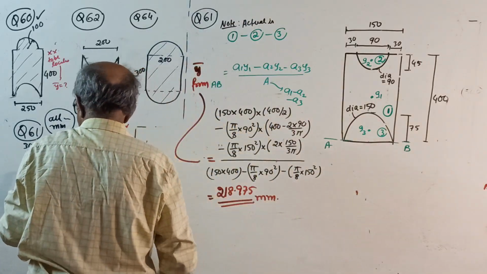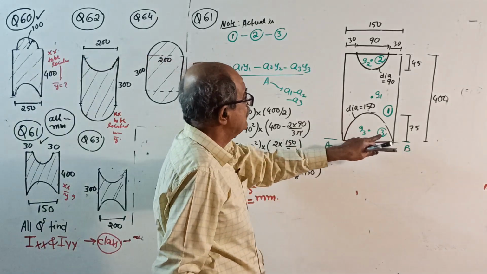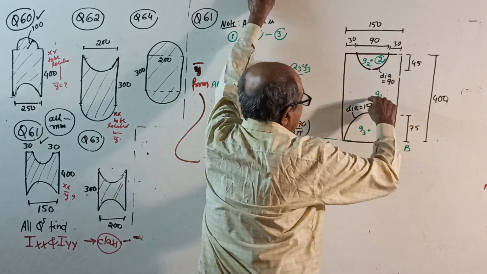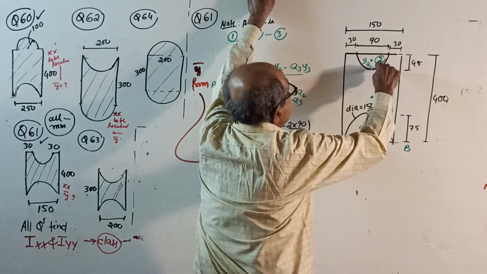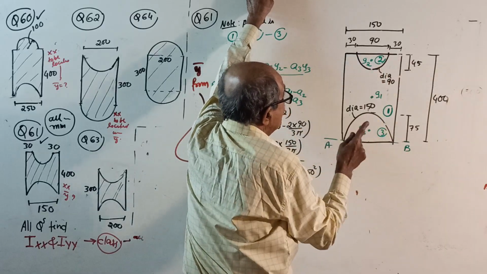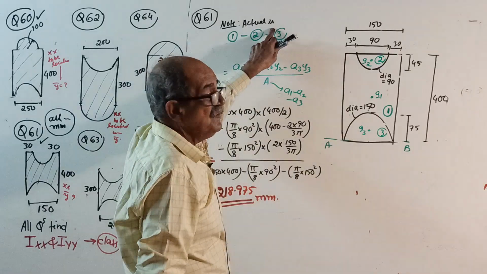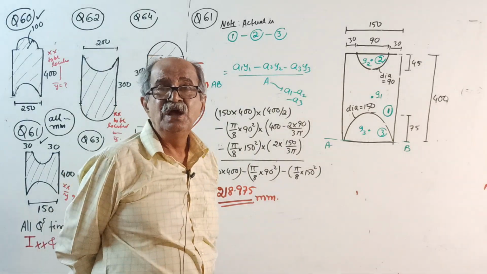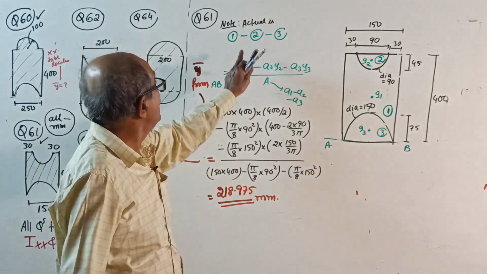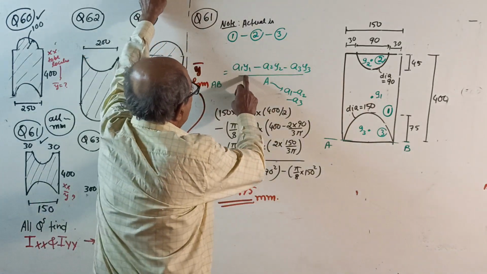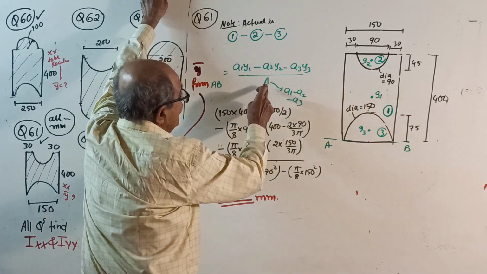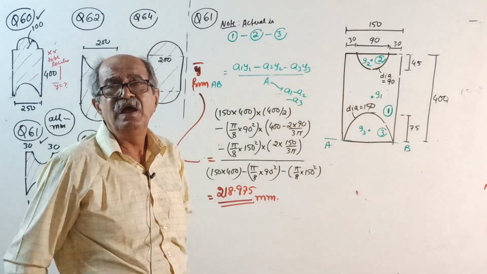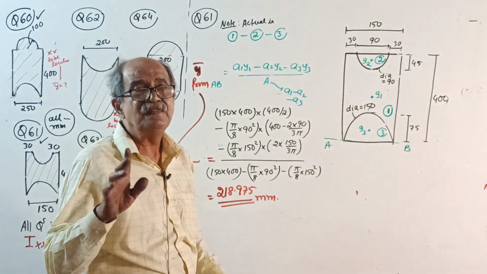Next, this also cut out. Diameter 150, radius 75. Centroid of the rectangle is exactly midway. This is the centroid of that semicircle. Now remember, note, actual is 1 minus 2 minus 3. Last time it was 1 plus 2 minus 3. Now it is 1 minus 2 minus 3. See the formula here: A1y1 minus A2y2 minus A3y3 by total area. Total area is A1 minus A2 minus A3. Later moment of inertia, I1 minus I2 minus I3. That much you should know.